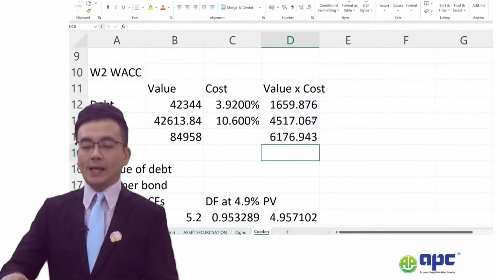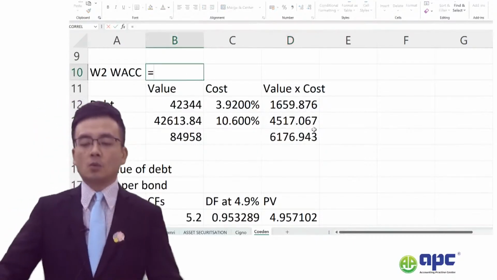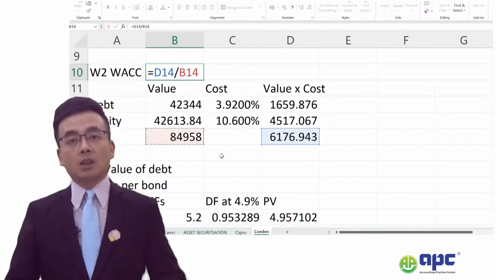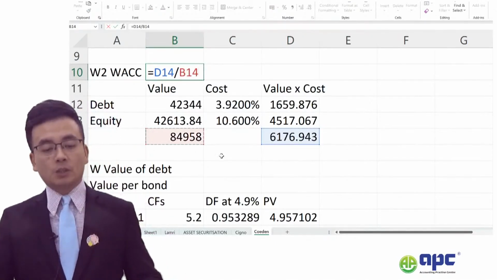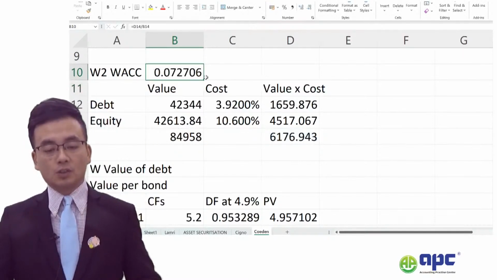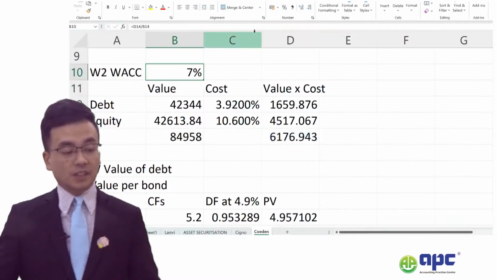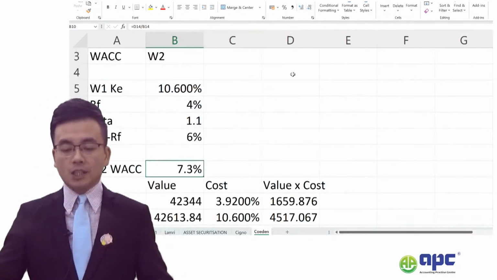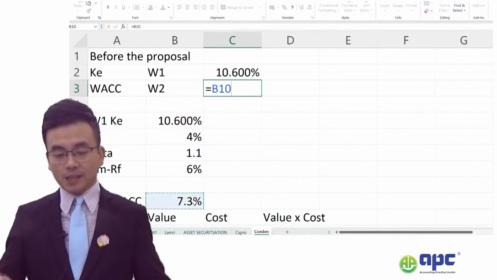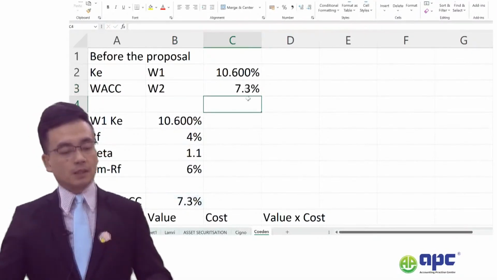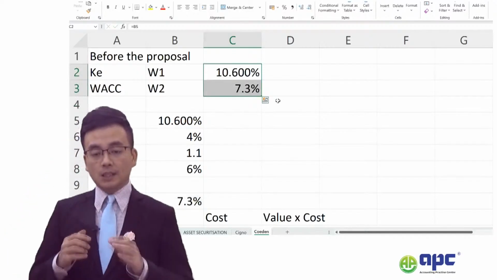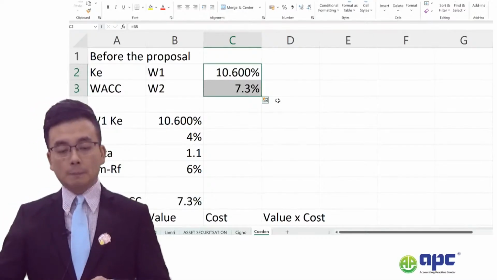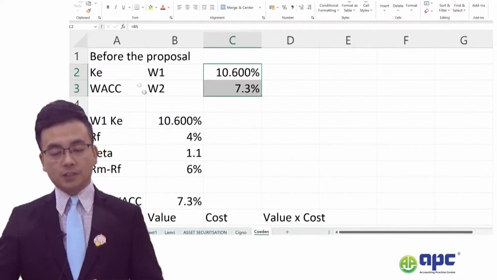And that's why the WACC equals 176.9 over 84,958. That becomes 7% and something like that. Or 7. It's entirely up to you. 7.3%. So equals 7.3%. Press enter. Yeah. This is how we arrive at the WACC before the proposal. Now, how about after the proposal?